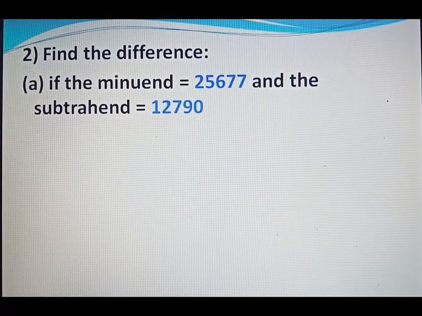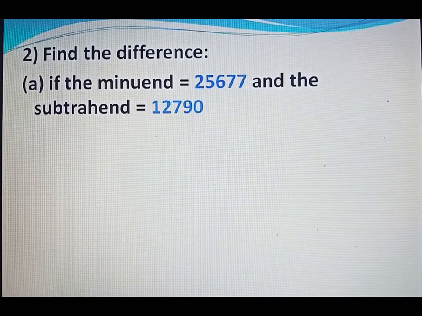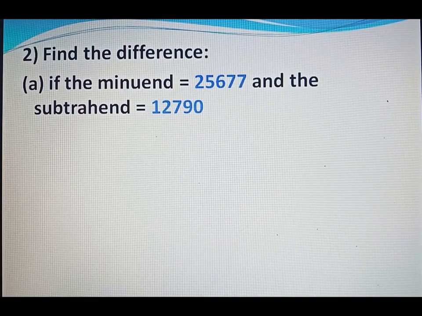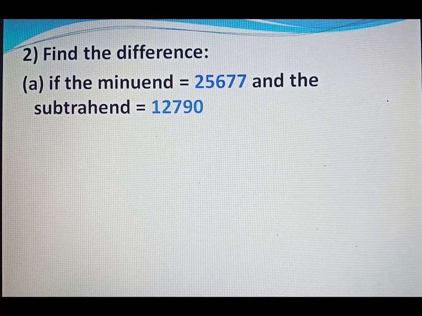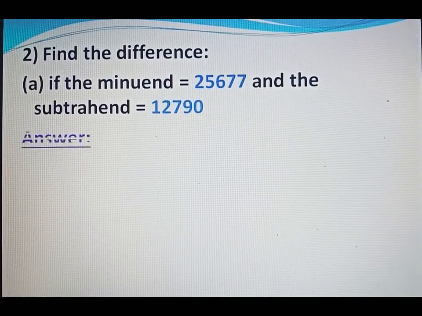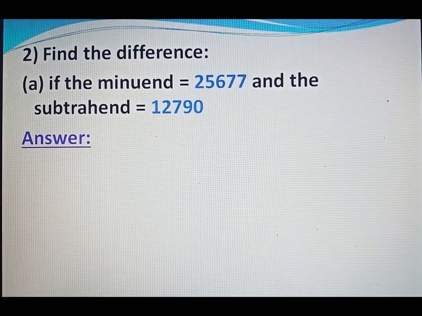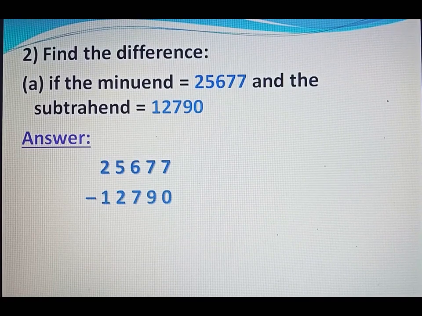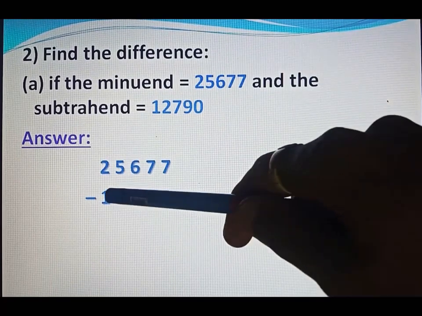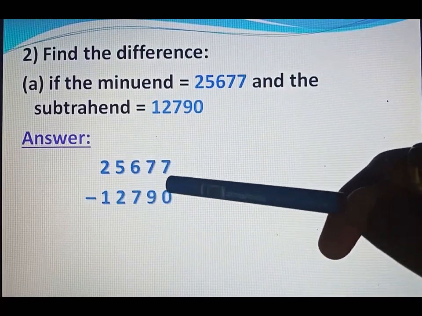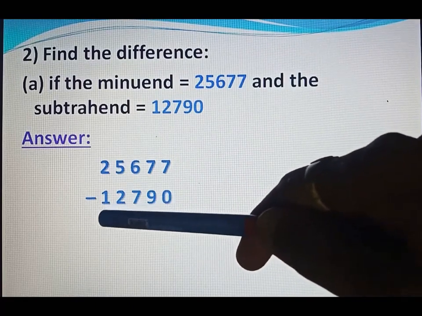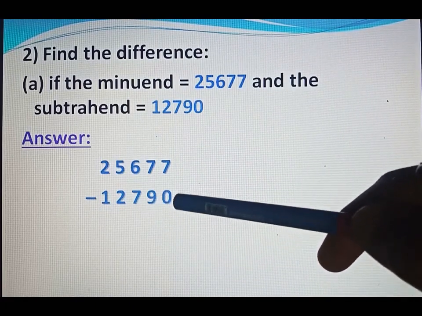Question number 2. Find the difference. A part, if the minuend is 25,677 and the subtrahend is 12,790. Answer. Minuend is the greater number and subtrahend is the smaller number. So we will write the numbers in columns, that is 2, 5, 6, 7, 7, and the subtrahend we will write as 1, 2, 7, 9, 0.